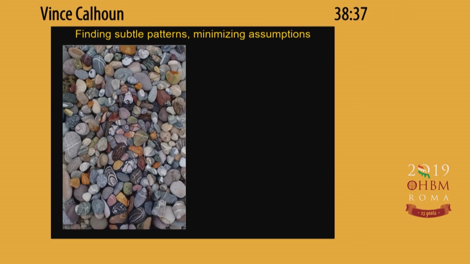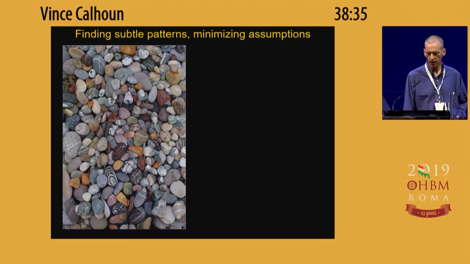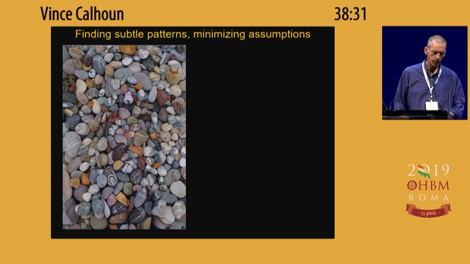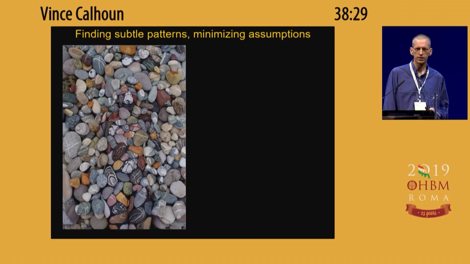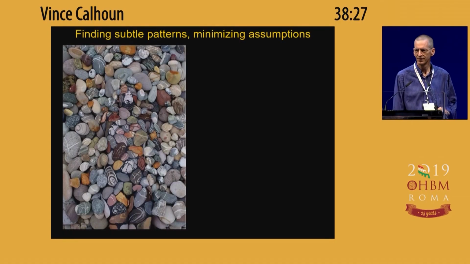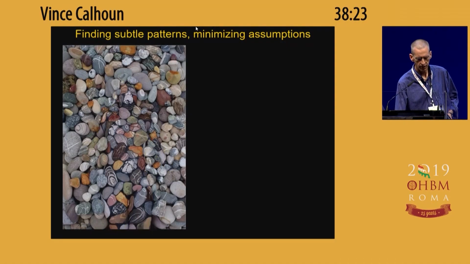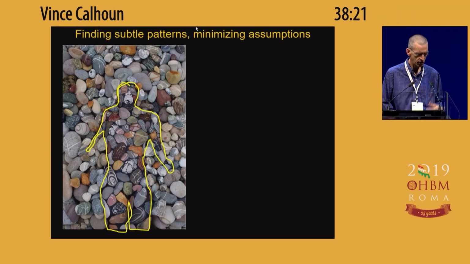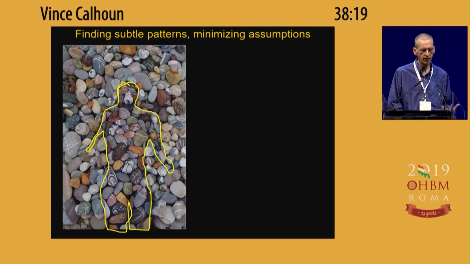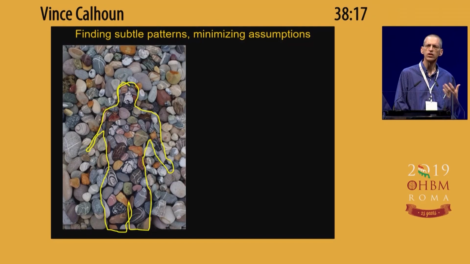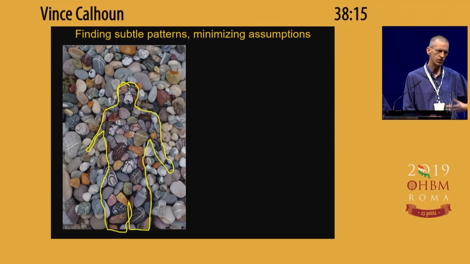So our goal is to really use these techniques to find subtle patterns in the data, minimizing assumptions. How many people see something in here besides rocks? Anybody? How about now? There actually is a person in there, and it's just meant to illustrate that we're finding patterns that are actually real, that are in the data, as opposed to finding something to make up stories about. I think you'll be convinced of that by the end of this session.